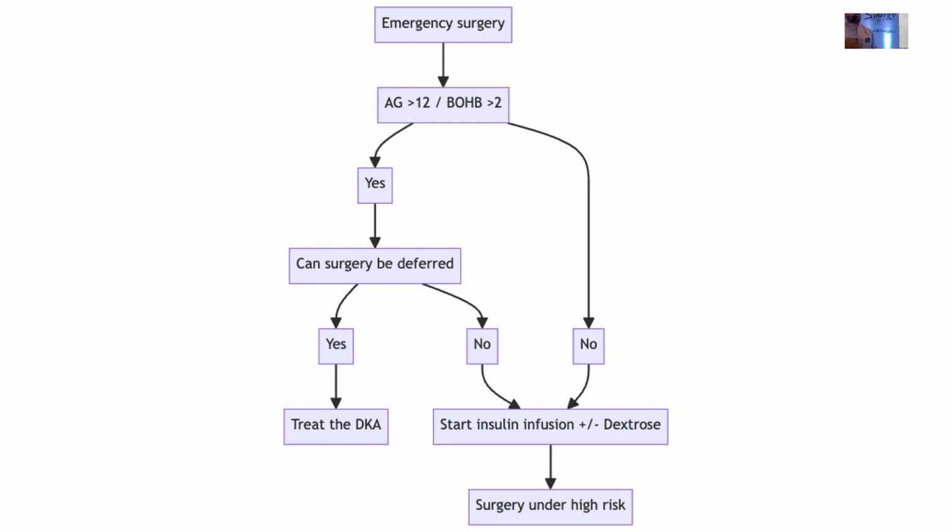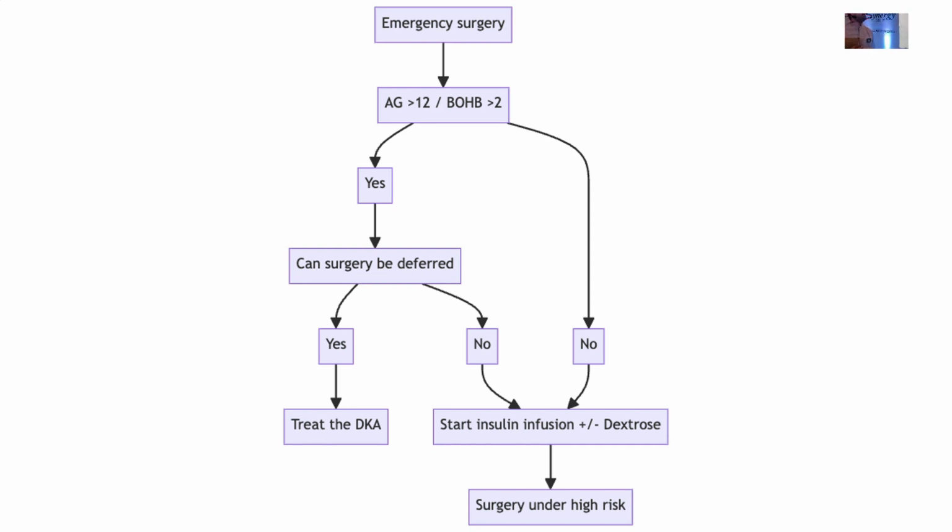If the anion gap is more than 12 and beta-hydroxybutyrate is more than 2, in such a situation you talk to the anesthetist or the surgeon and ask, can you defer this surgery? Because if the anion gap is more than 12, the patient is already in ketoacidosis before the surgery, and you are going to make the patient worse. So you need to discuss the pros and cons of surgery with your surgeon. If the surgery can be deferred, then admit the patient to the ICU and treat the diabetic ketoacidosis first.